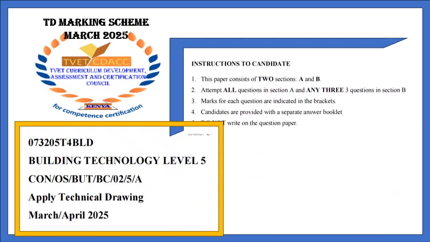So the instructions are as follows. One, this paper consists of two sections, A and B. Most students don't even read these instructions. Two, attempt all questions in section A and any three questions in section B. Marks for each question are indicated in brackets. Then candidates are provided with a separate answer booklet. Don't write anything on this question paper.